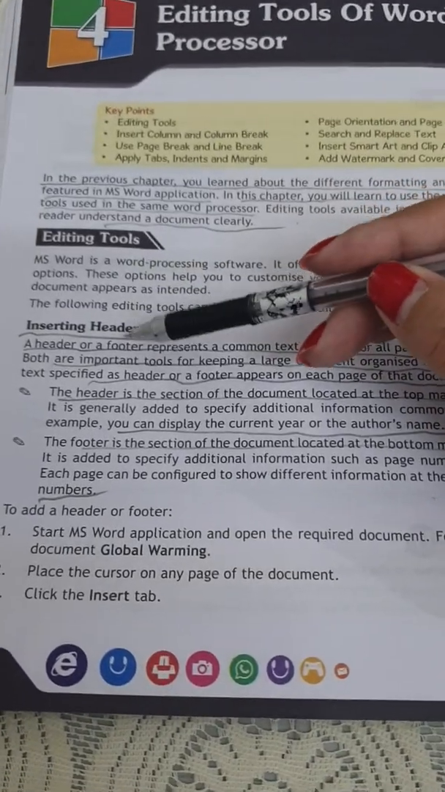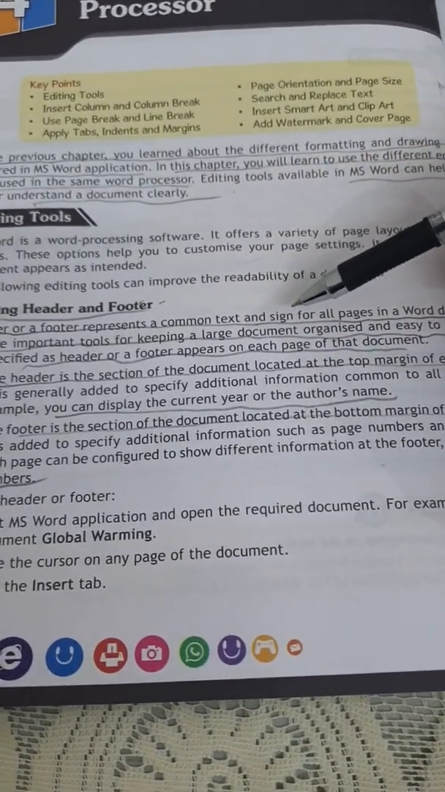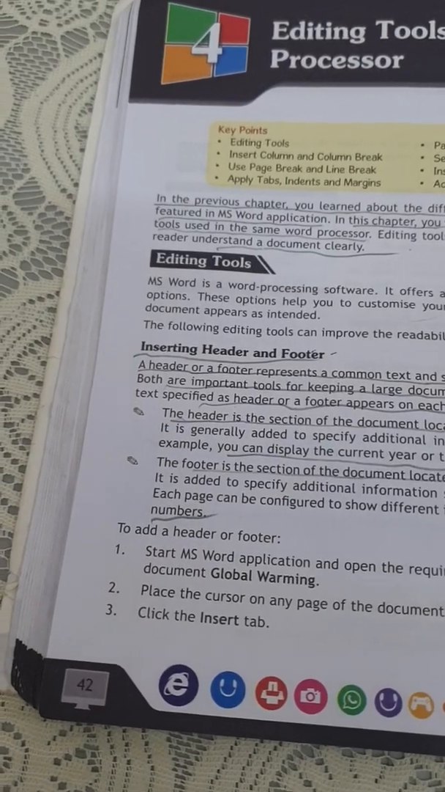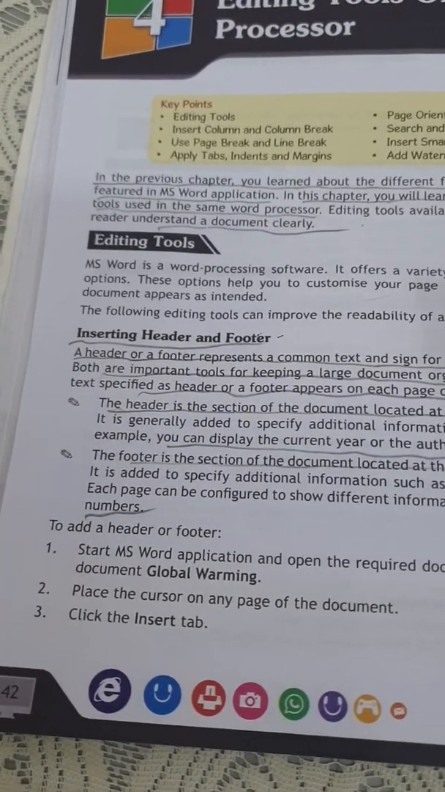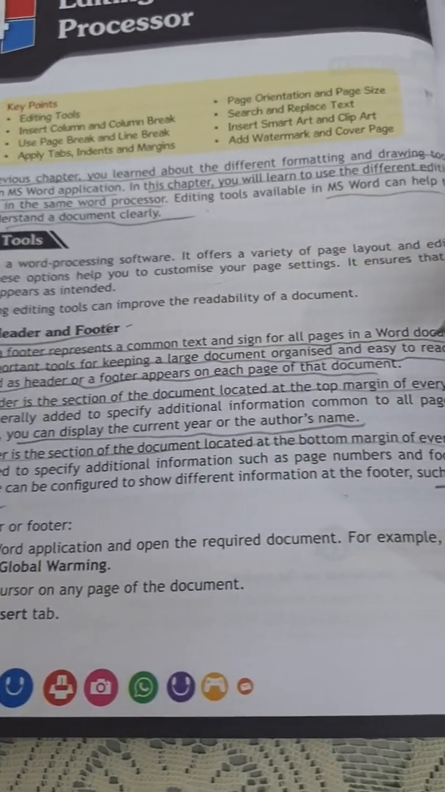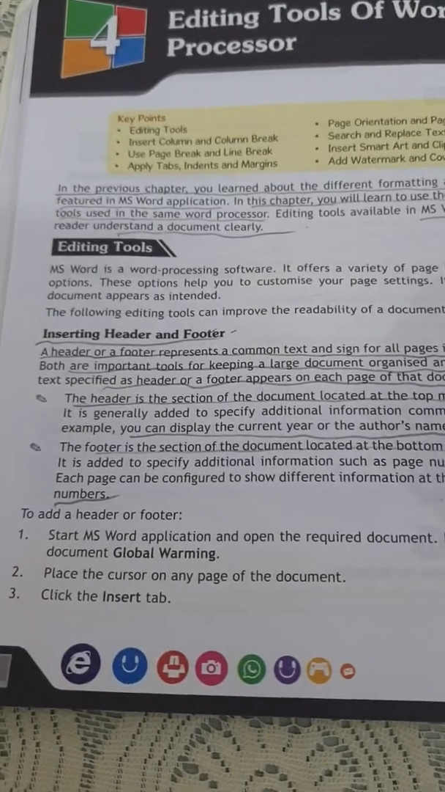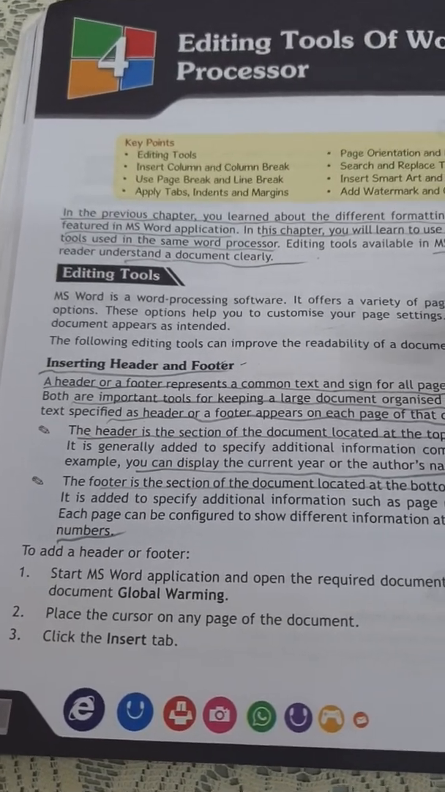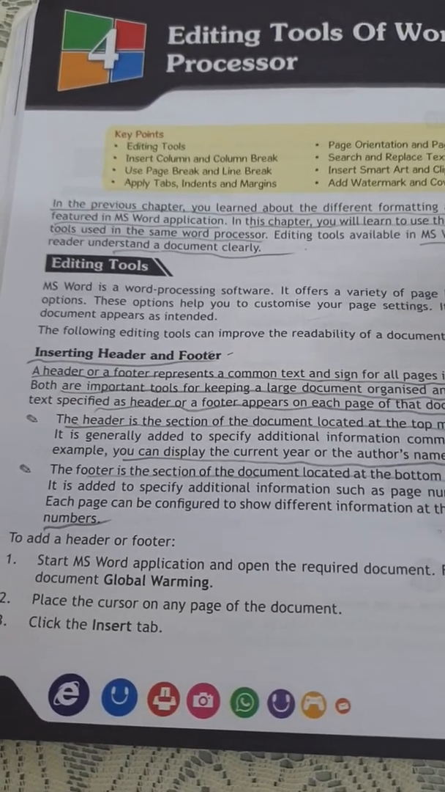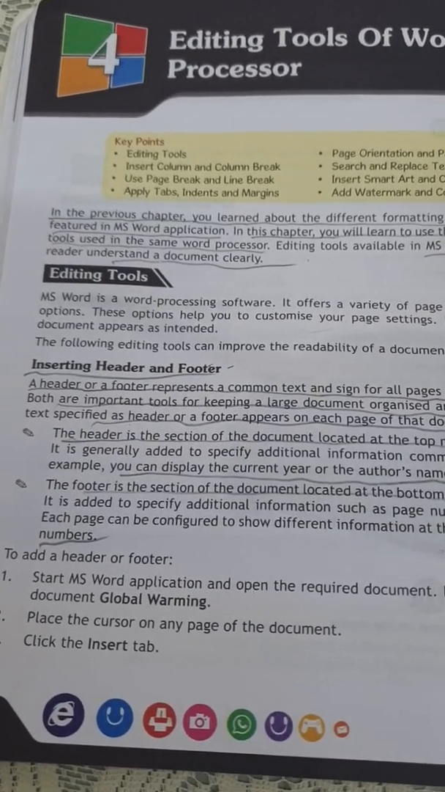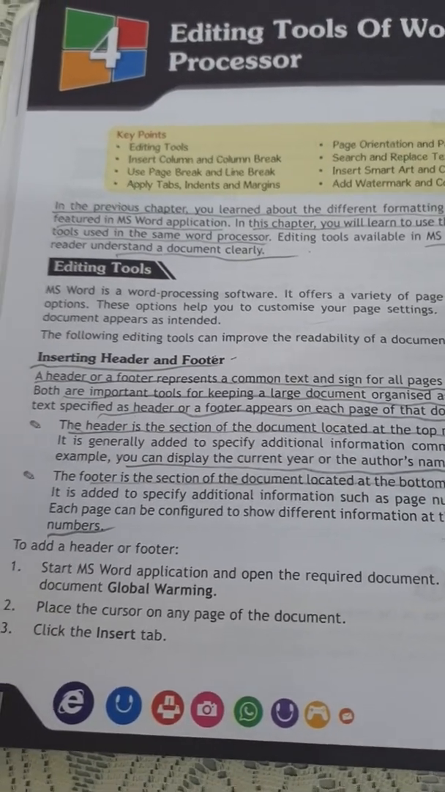A header or a footer represents a common text or a sign for all the pages in a Microsoft Word document. As I told you, these are common text. It can be a text or it can be a sign for all the pages. It has to be uniform. Both are important tools for keeping a large document organized and easy to read. Header and footer both are required to organize your document, which helps you to find the pages, which helps you to find the topic, and it will be easy to read as well.